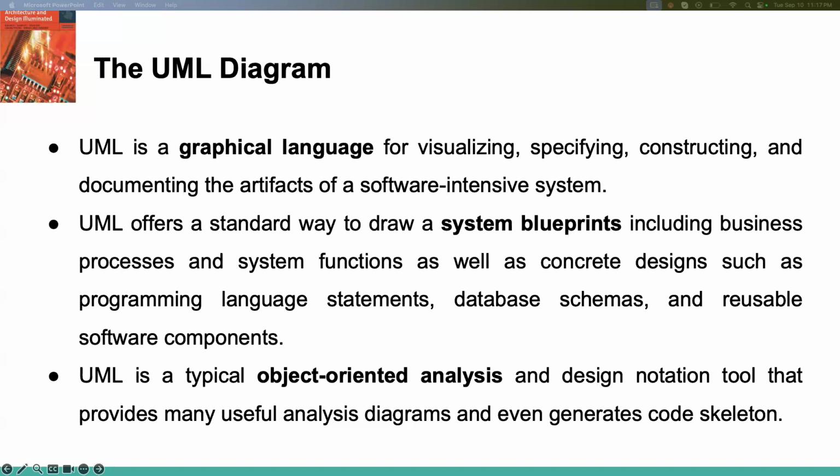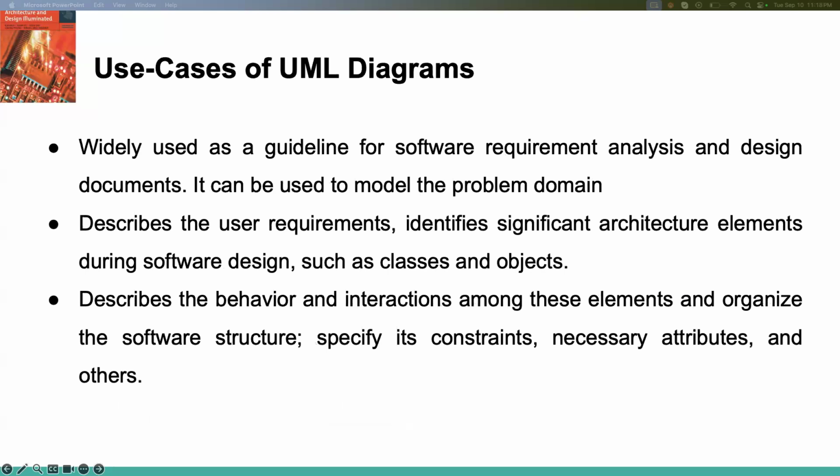UML is a powerful tool in object-oriented analysis and design. It provides various diagrams that help us analyze and model the system effectively. What's even better is that UML can also generate code skeletons, making development easier. UML is widely used as a guideline for software requirement analysis and design. It helps model the problem domain, showing us the key elements involved in the system.